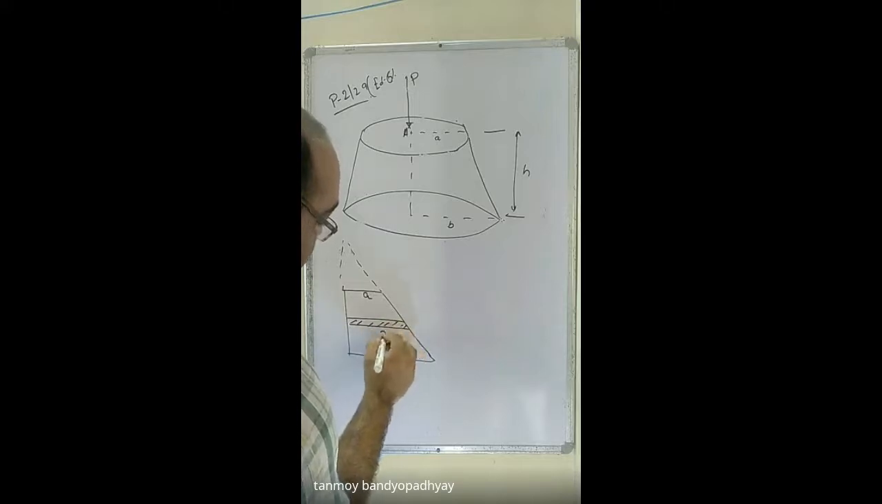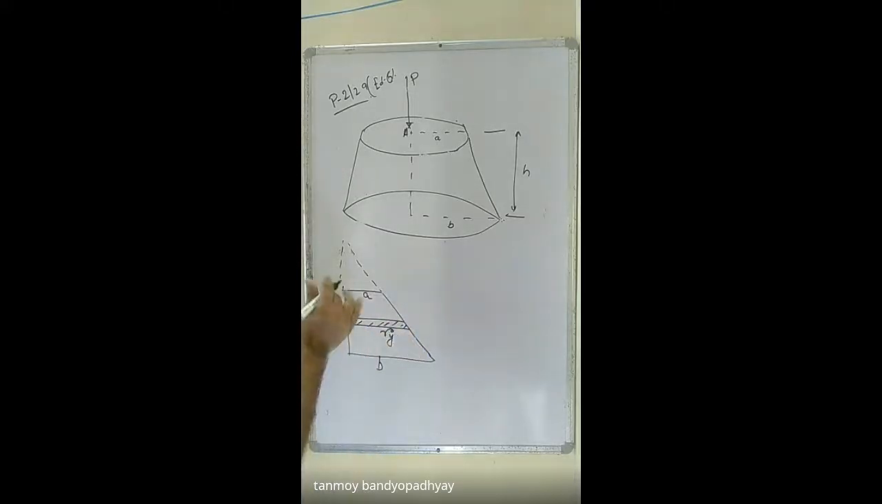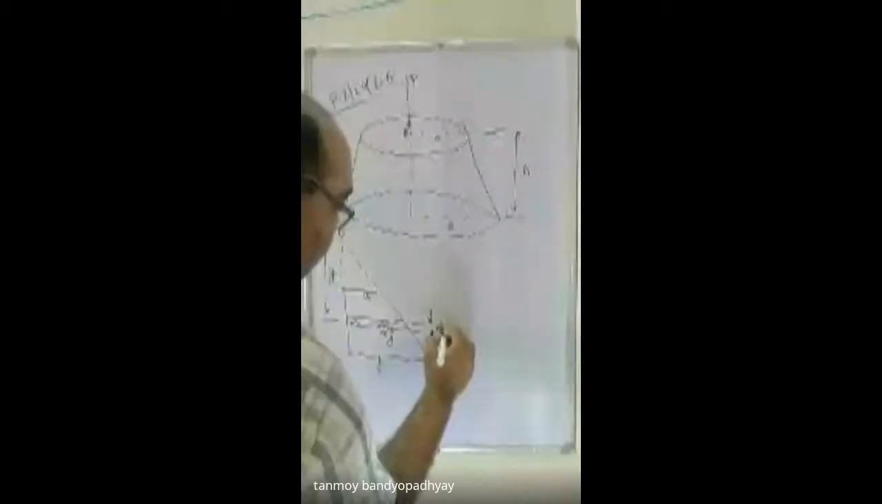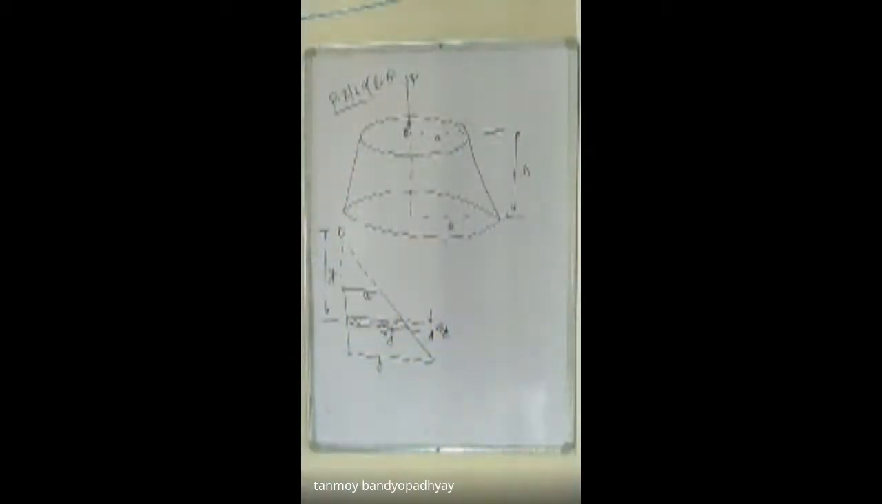The element will have a radius at a distance y. Let this be the point O. At a distance y from the top, we have taken one element of radius ry and thickness dy. So this thickness is dy and the radius at this position is ry. So how to calculate ry? You can get all the things actually. Just how to calculate the deflection.